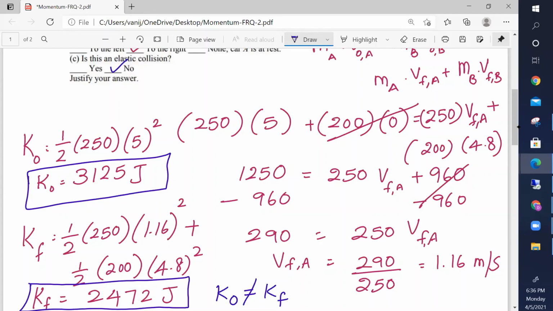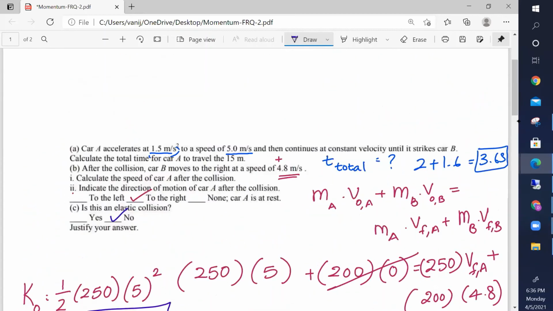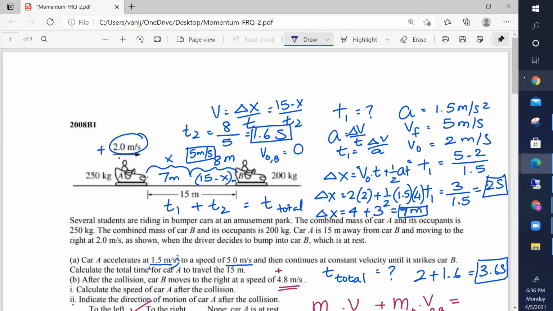Find the initial kinetic energy, find the final kinetic energy. If they work out to be the same, then it is an elastic collision. And if they don't, then it is an inelastic collision. In this particular case, it is just an inelastic collision. It is not a perfectly inelastic collision, but it is just an inelastic collision, where the two objects are moving away with two different velocities.